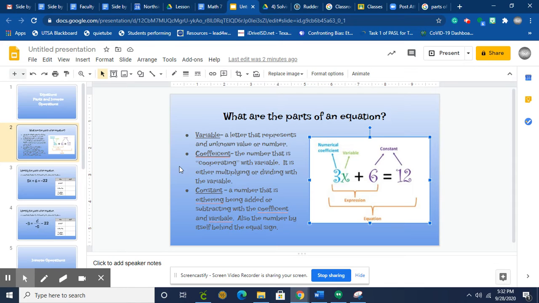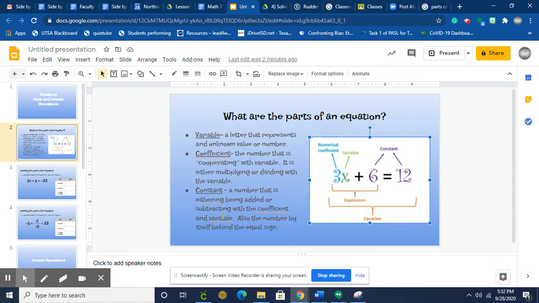Okay. And then the last vocabulary word is the constant. The constant is the number that is either added or subtracted. So here we have a plus 6, and that's one of our constants. And then we also have another constant that's by itself behind the equal sign.